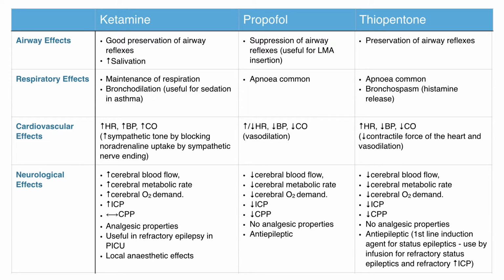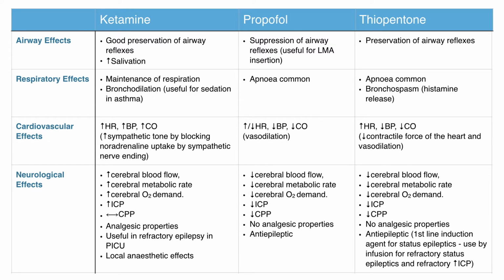On the other hand, with both propofol and thiopentone, apnea is fairly common after the administration for a short period of time before respiration will come back again. Looking at their effects on the lower airways, ketamine has the advantageous property of causing bronchodilation, and for this reason it's the ideal drug to be used in status asthmaticus, and we'd often use ketamine as a continuous infusion in the paediatric intensive care unit when dealing with children with asthma for that very property.